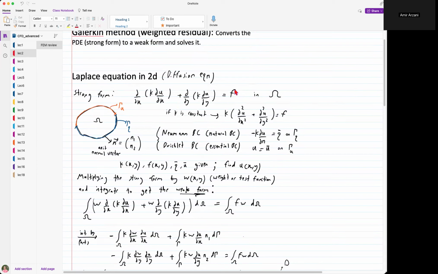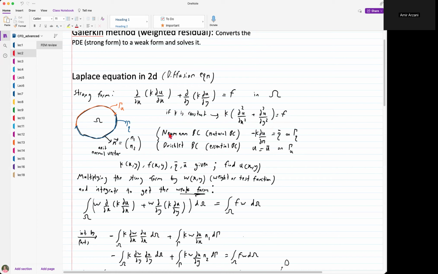So you can think of this equation as a heat conduction equation, if you take K to be your thermal conductivity, U your temperature, and F a heat source. Or you can think of this also as mass diffusion, if K is your mass diffusivity, U is a concentration field, and F is a mass source. If your material is homogeneous, meaning that your constant K, either thermal conductivity or diffusivity, is constant in space, you can take it out of the equation. So your equation becomes this second derivative form.